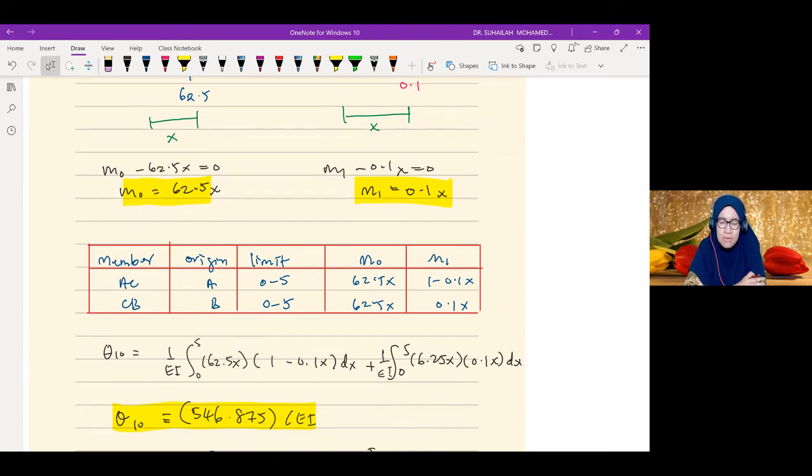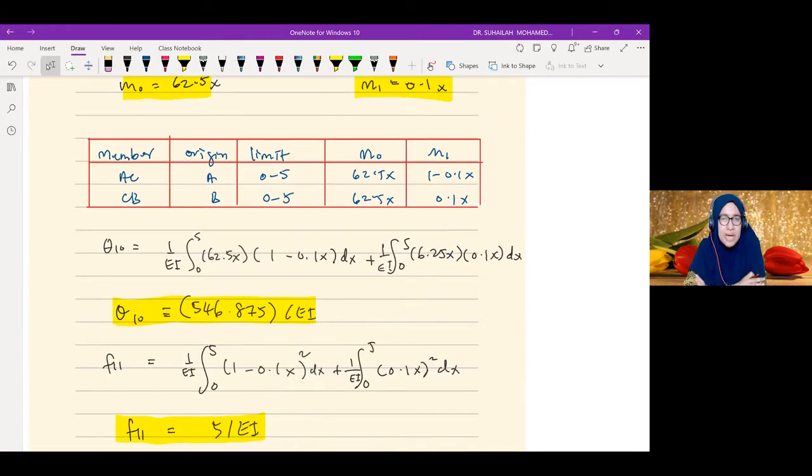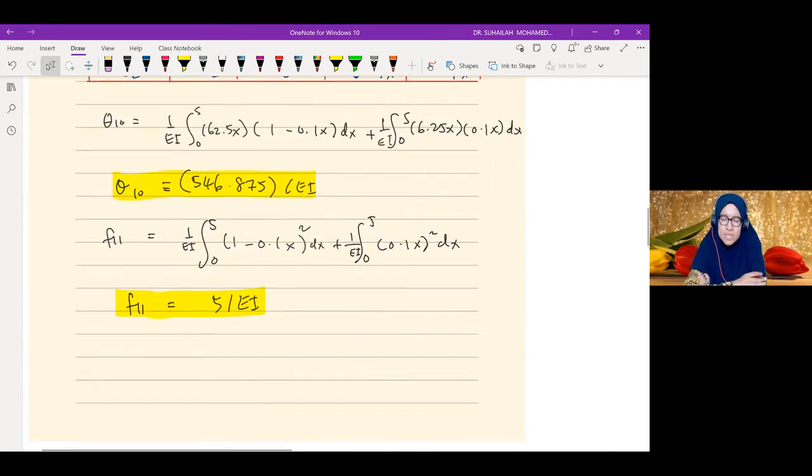The table consists of rows for members, origin and limit. Okay, and then M0 and M1. M0 is always for the primary system, M1 for redundant number 1. Okay, so due to this, we calculate theta 1 naught and F11. So we get theta 1 naught equal to 546.875 divided by EI, and F11 is equal to 5 over EI.